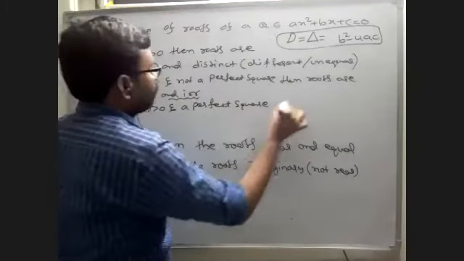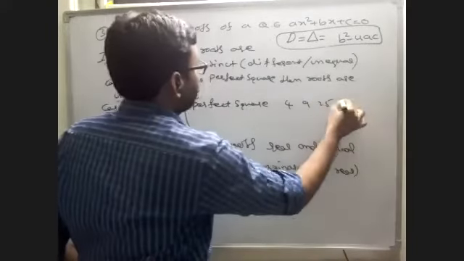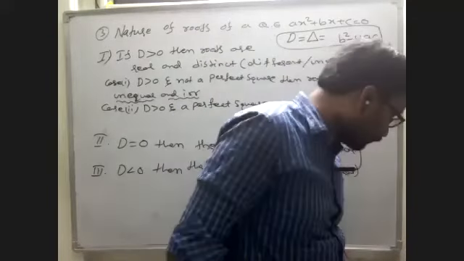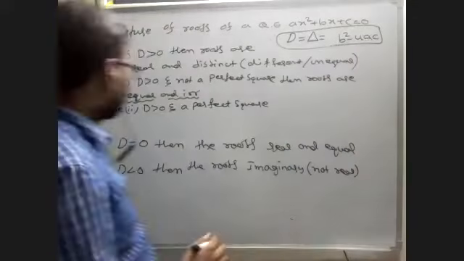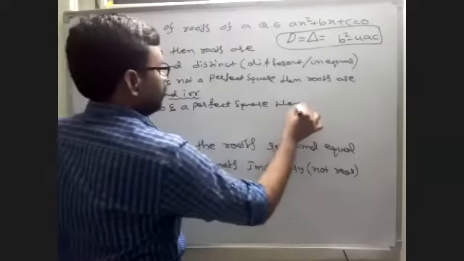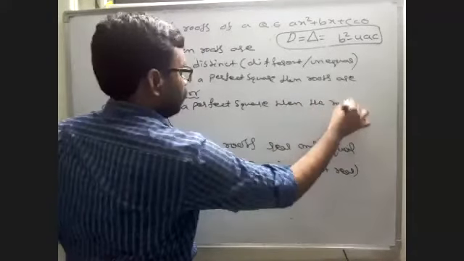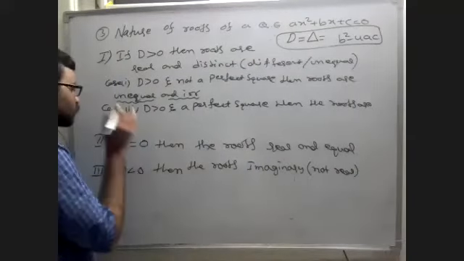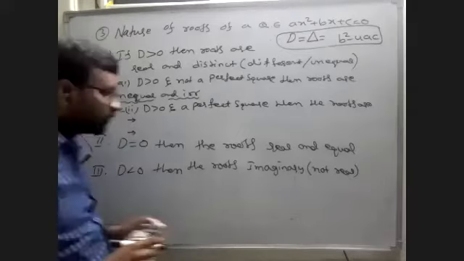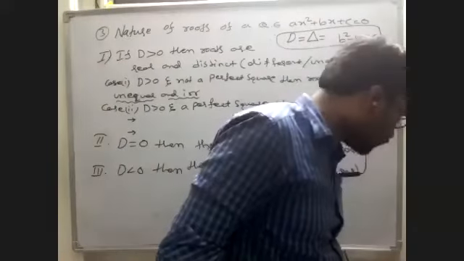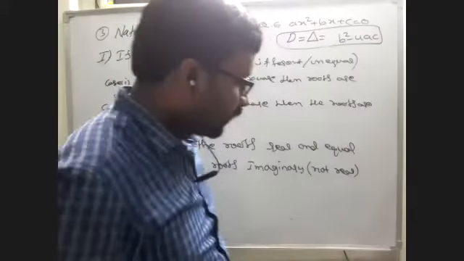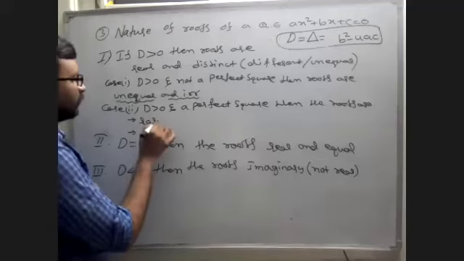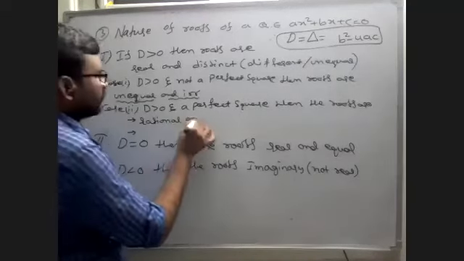Perfect squares like 4, 9, 25, 36. If you get a positive and perfect square, then the roots are... again we have case 1 and case 2. I am giving arrows. Again we have case 1 and case 2. And the first case is rational and unequal.